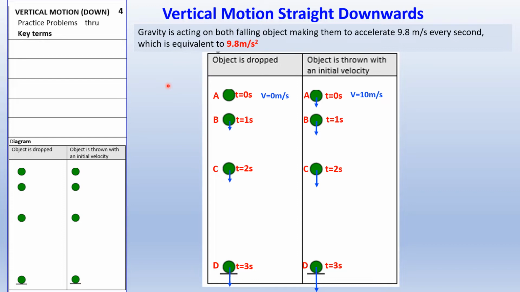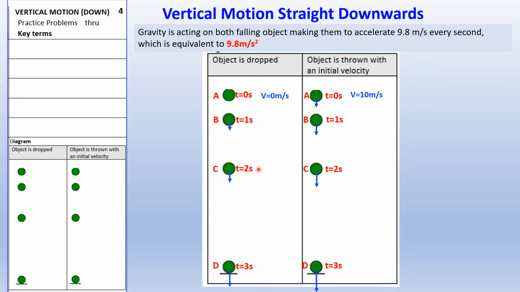Let me start explaining both diagrams below that illustrate vertical motion downward before taking notes of key terms. Please note that on both diagrams, an object, in this case a ball, is falling from a height to the ground without friction. Also, gravity is acting on both falling objects, making them accelerate 9.8 meters per second every second, which is equivalent to 9.8 meters per second square.